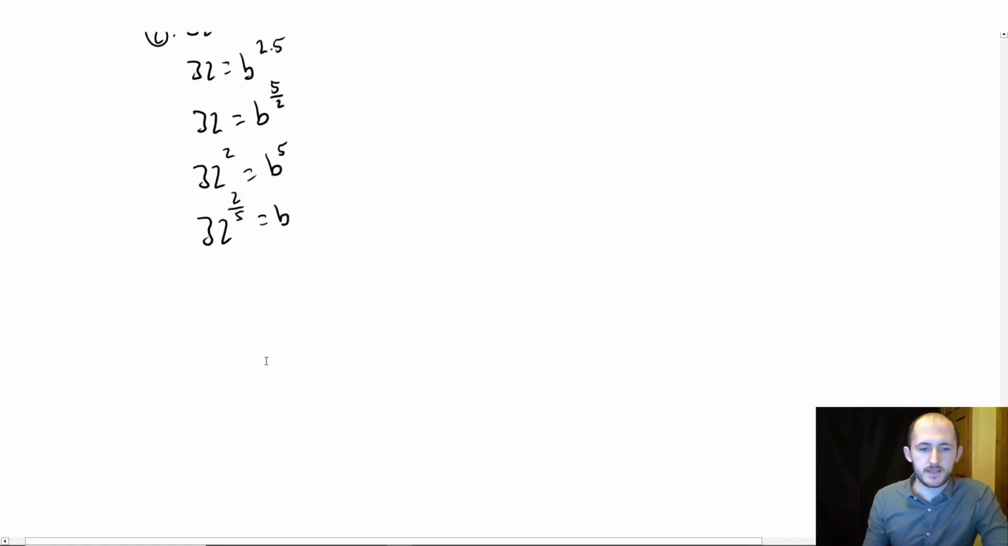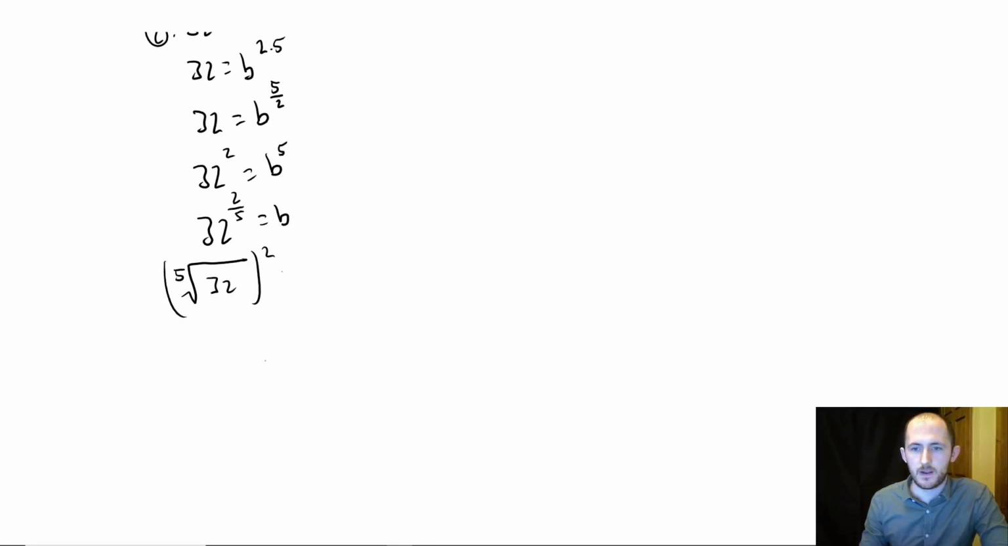Now, as you guys have pointed out, what I'm going to do is take the fifth root of 32, and then square it to give me b. The fifth root of 32, yeah, well done Evie, is 2, so 2 squared is 4.